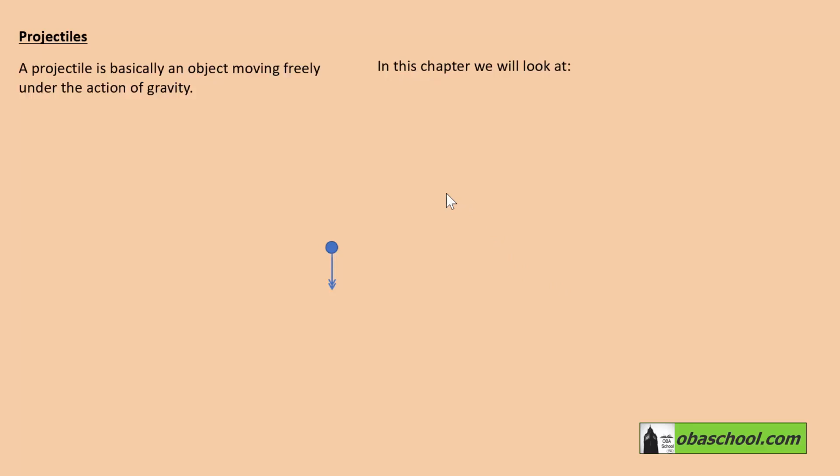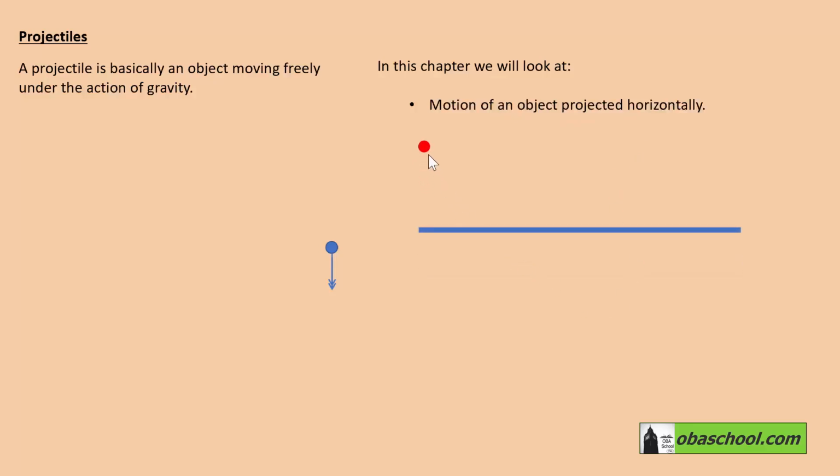In this chapter, we will look at the motion of an object projected horizontally. So if we think about this object here, we're going to project it so that its initial velocity is entirely horizontal. The object would follow a path like this because of this downward acceleration that we mentioned before.